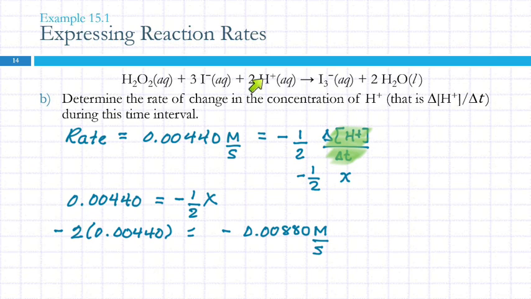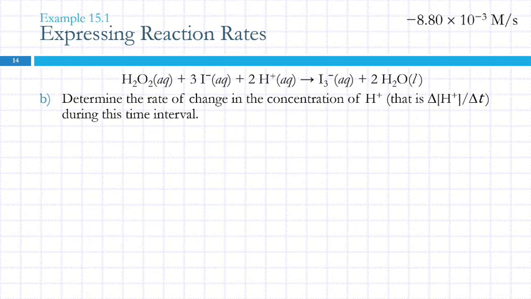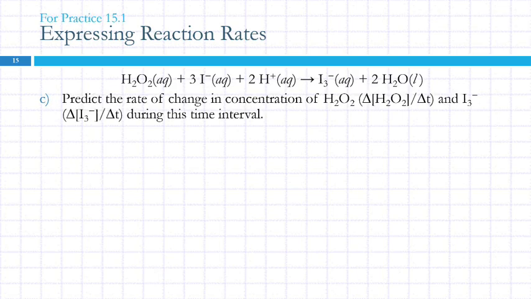So the hydrogen ion concentration is decreasing at a different rate than the iodide concentration is decreasing, right? But the overall rate of the reaction is the same, regardless of how we define it. And that says that I got the right answer. Let's see, is there a C?